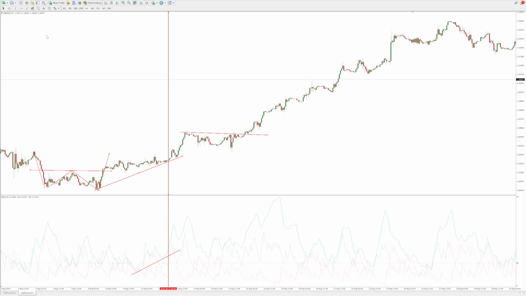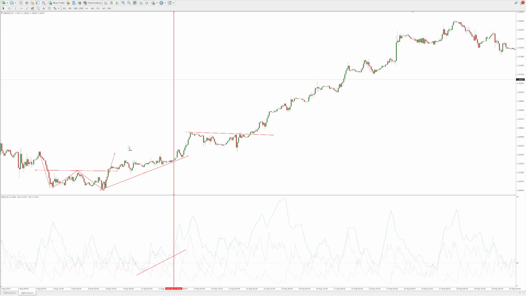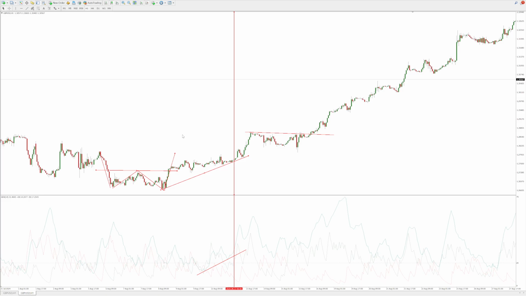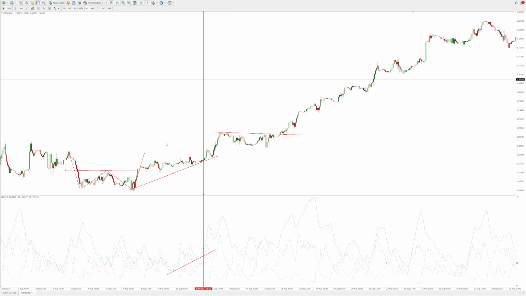And again, another good reason to watch the 1 hour charts and above is because the patterns tend to be more reliable and less time chart watching.